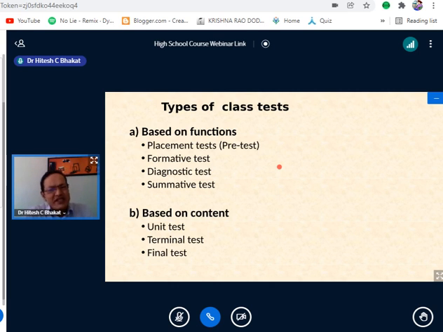Then next, the diagnostic test. Even when you eat food every day, sometimes people fall sick. Why? We need to go to the doctor to diagnose.